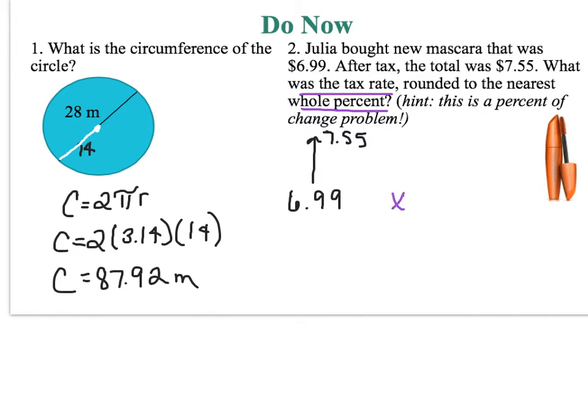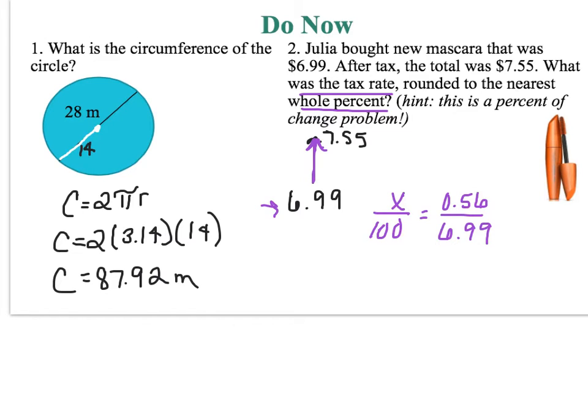So since I don't know the percent, I'm going to put x over 100. Our starting point was $6.99, so my original always goes on the bottom. Now I need to figure out that tax, that change. How much did it change when it went from $6.99 to $7.55? To get that, I subtract, and I'm going to get 56 cents. So the difference between $6.99 and $7.55 was an increase of 56 cents.